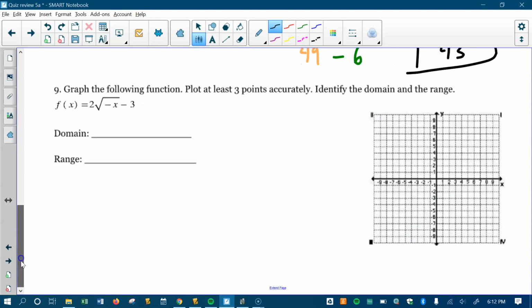Okay, last one. We have 2 root negative x minus 3. Let's stop this here and upload it.